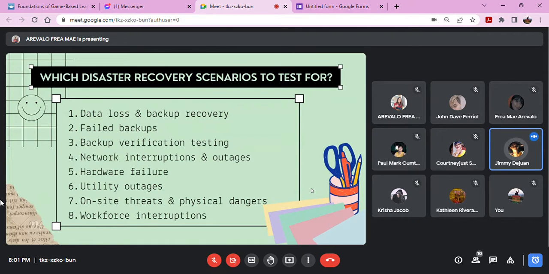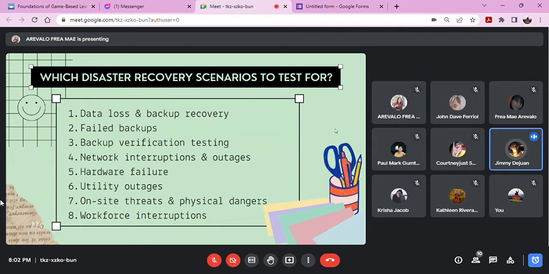So yung data loss and backup recovery, alam naman na natin siguro yan. Yun yung pagkawala ng data or files and yung pag-recover nito. Tapos yung number 2, failed backups. Yan yung mga na-interrupt na backup. Kunwari, nag-transfer ka ng files sa flash drive or sa USB mo, tas biglang nahila or nagkaroon ng corruption sa laptop or flash drive, ganun. Number 3, backup verification testing. Yan yung parang way kung paano mo malalaman kung magiging successful ba yung pagba-backup mo or hindi.